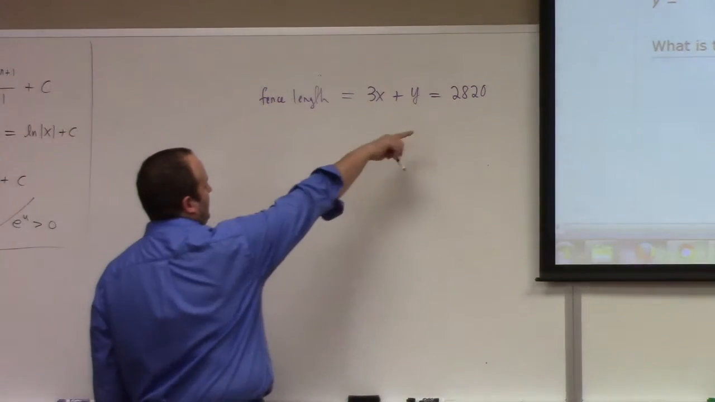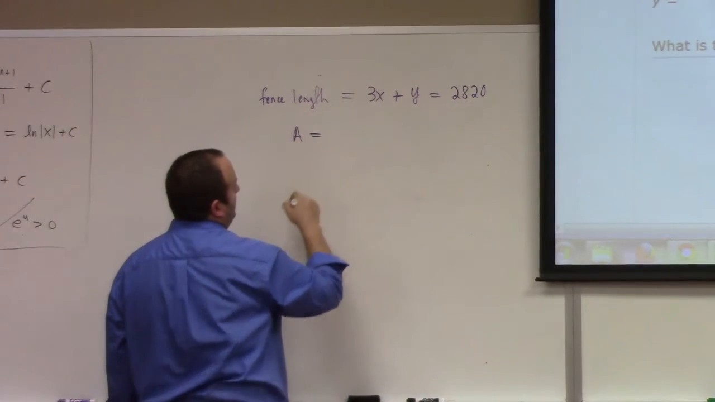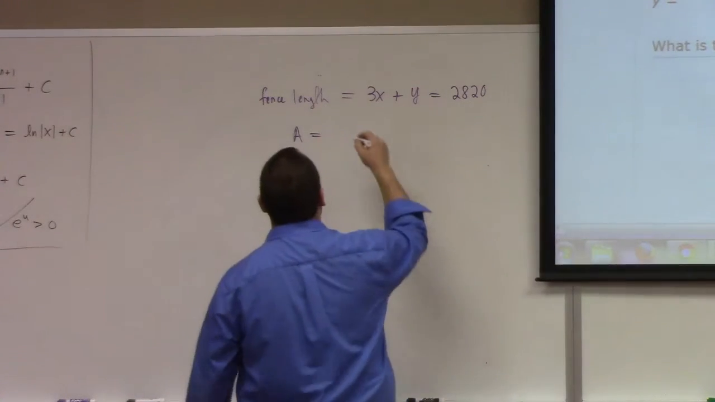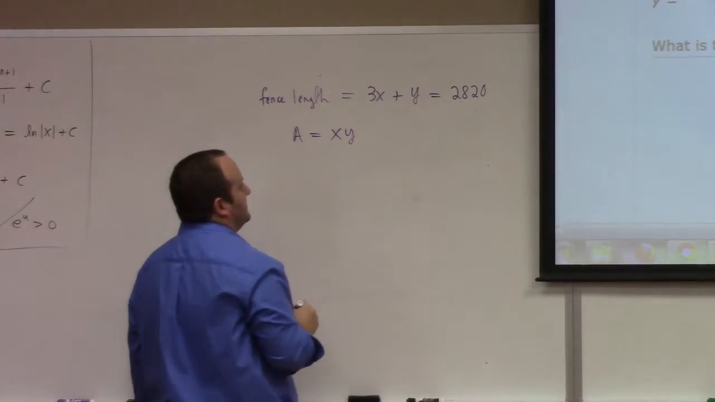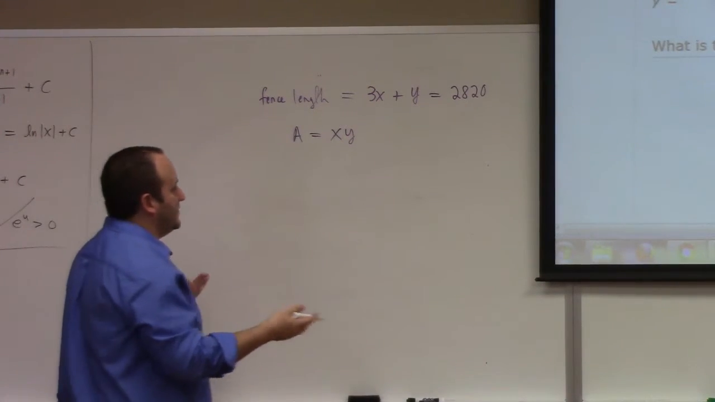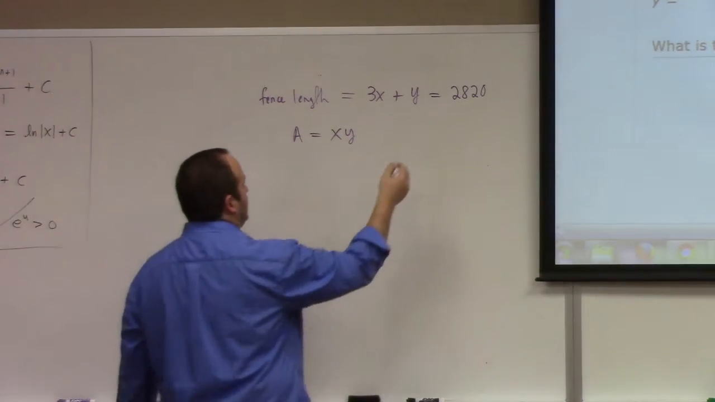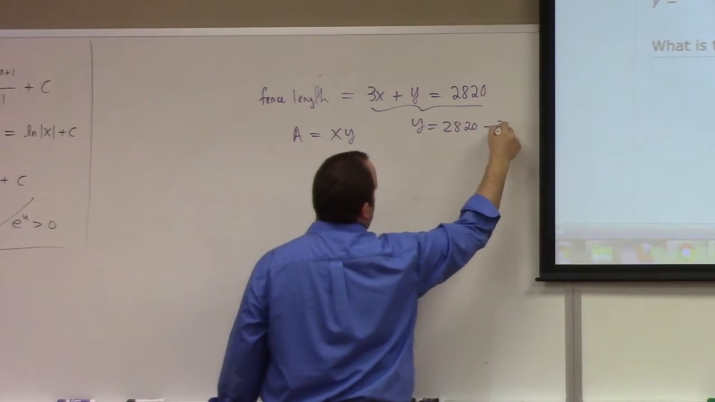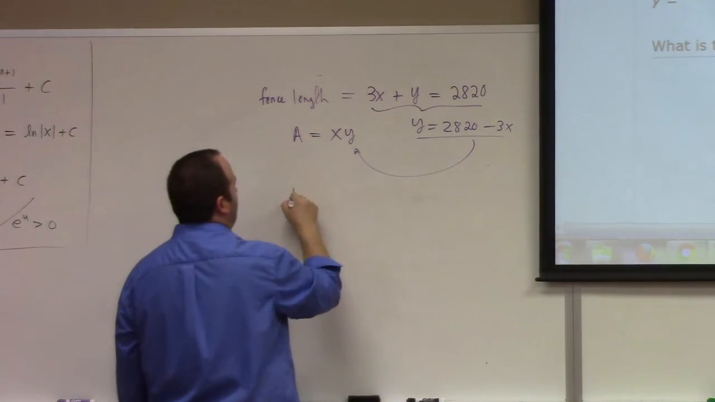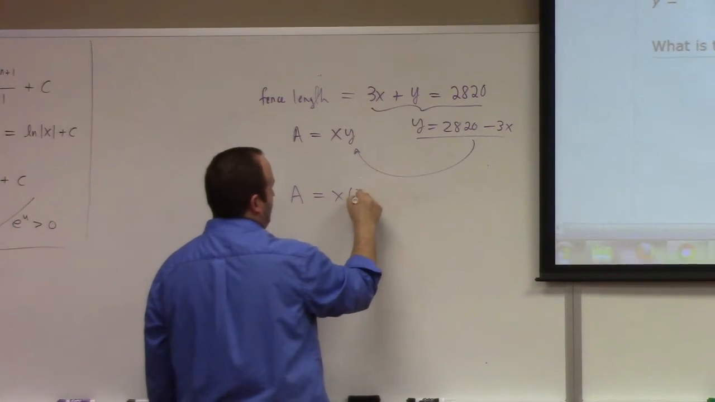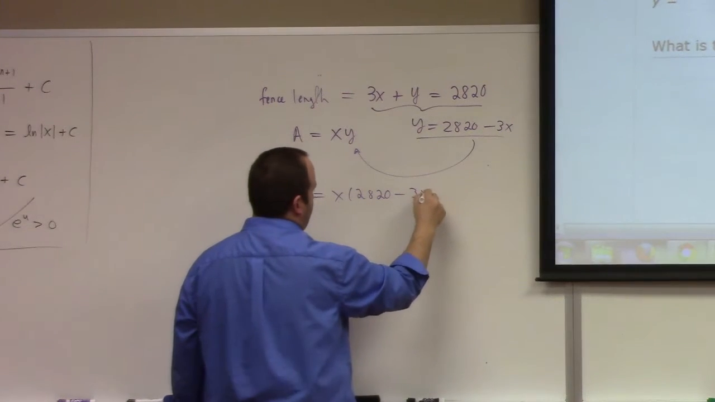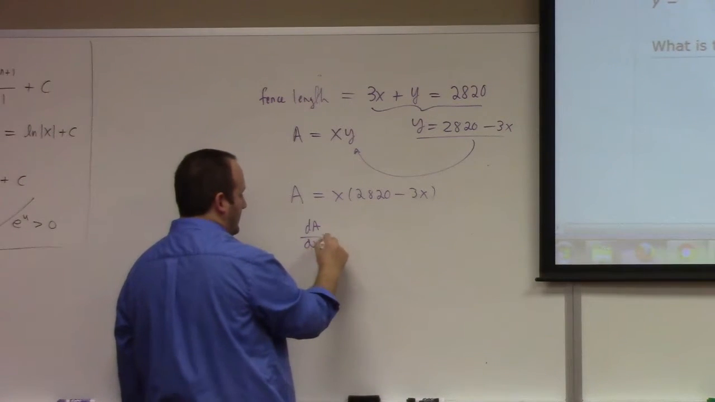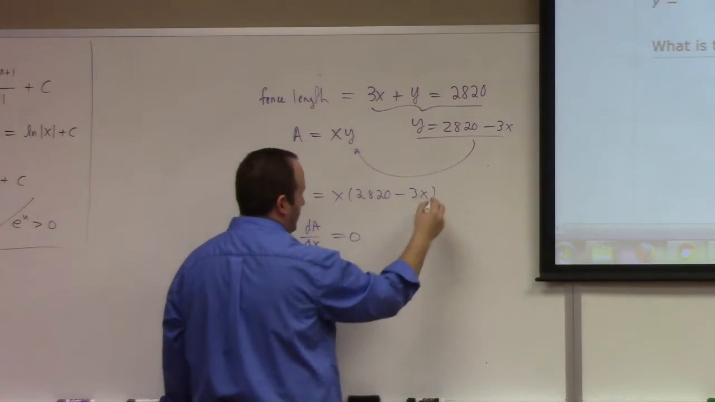And then of course the area is what? Well, it's not x times, oh yeah, you're right, it's x times y. It depends on the setup. And then you can use either x or y as a variable. If I solve this for y, it gives me y is equal to 2,820 minus 3x. Then you plug that in here, and you have A is equal to x times (2,820 minus 3x). Then you solve dA/dx equals 0, which gives you, this is what?